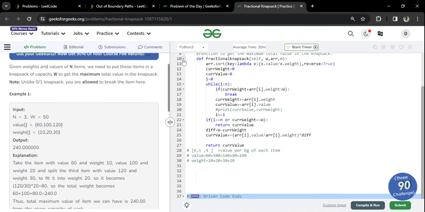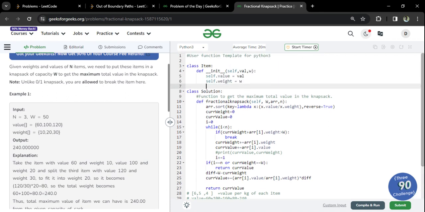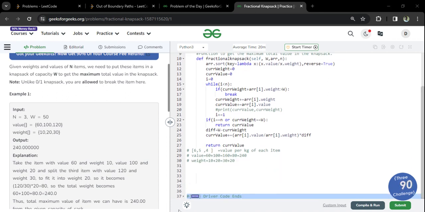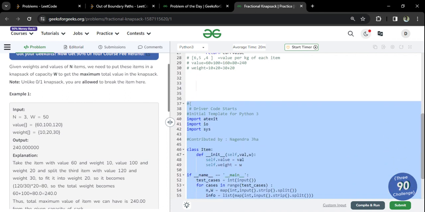Okay, so they have given the driver code here. Just go and extend it out, and try to understand how they're giving it. As simple as that. If you extend it, you will get to know that there is something called an item. There is a class called item, and they are going to give you the values of that.